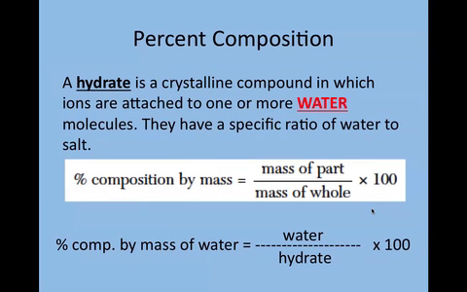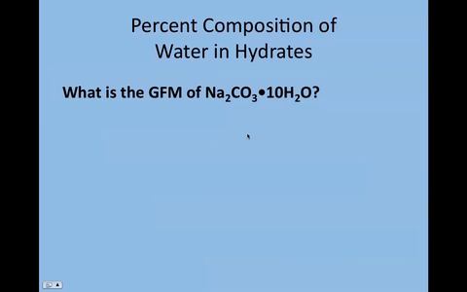All right, and then one other type of compound that we can have to deal with is a hydrate. So a hydrate is where we have ions from an ionic compound that are attached or surrounded to 1 or more water molecules. They have a very specific ratio of water to the rest of the salt. So we're going to, in general, use the same formula that we've been using. The part is going to always be the water, and then the mass of the whole is going to be the entire hydrate. So this is an example of the formula of a hydrate.